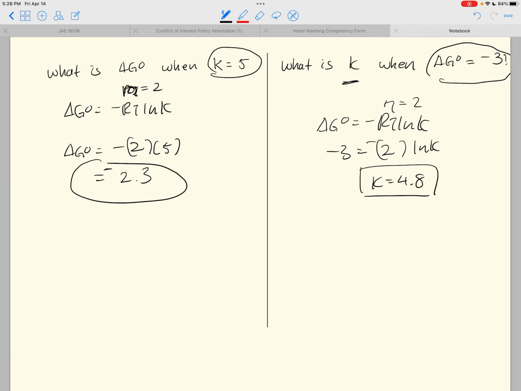Just to recap, I know it looks unfamiliar because I think we feel comfortable with this, right? When K is greater than 1, we have more product than reactant. But guys, it's the same thing. If delta G naught is negative, I have more product than reactant. But if delta G naught is positive, what that tells me is I have more reactant than product.